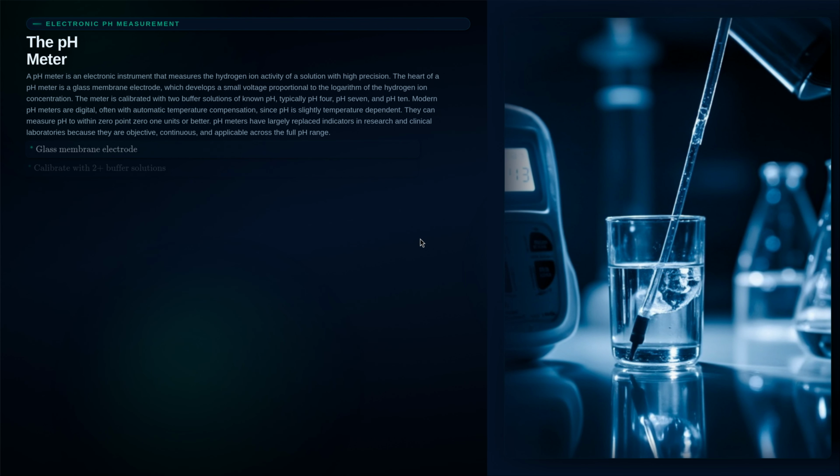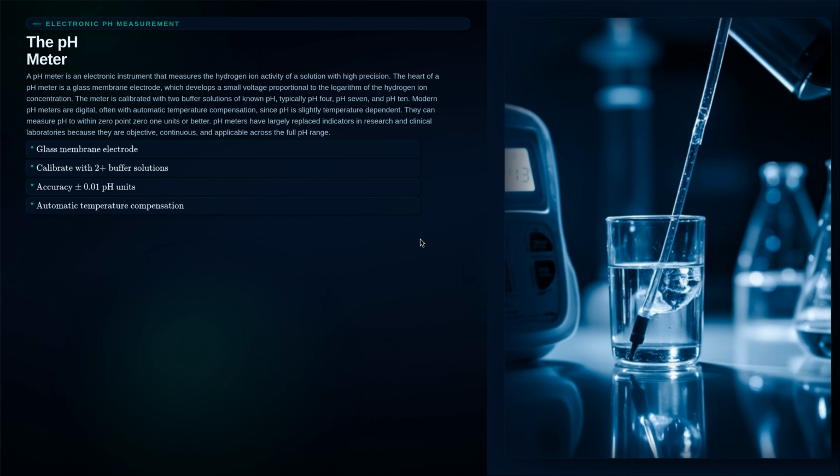A pH meter is an electronic instrument that measures the hydrogen ion activity of a solution with high precision. The heart of a pH meter is a glass membrane electrode, which develops a small voltage proportional to the logarithm of the hydrogen ion concentration. The meter is calibrated with two buffer solutions of known pH, typically pH 4, pH 7, and pH 10. Modern pH meters are digital, often with automatic temperature compensation, since pH is slightly temperature dependent. They can measure pH to within 0.01 units or better.